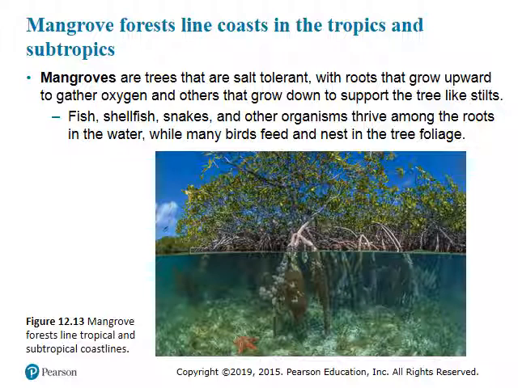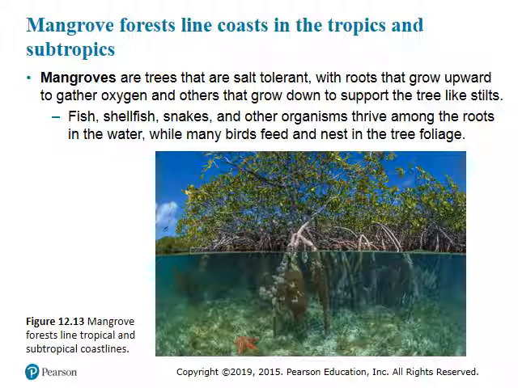Mangroves, these have been quite the research focus lately. These are trees that are very salt tolerant. They have roots that grow upward to gather oxygen and others that grow down to support the tree, like stilts. Fish, shellfish, snakes, and other organisms thrive among the roots in the water. These are incredibly complex, rich habitats. Many birds will also feed and nest in the tree foliage.